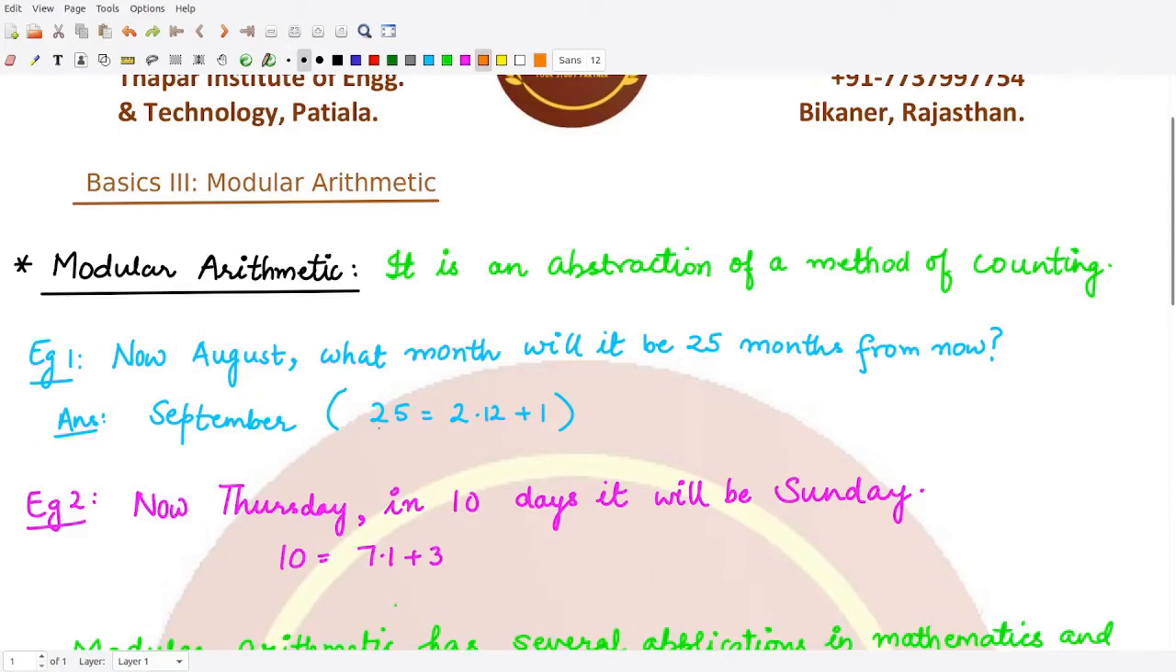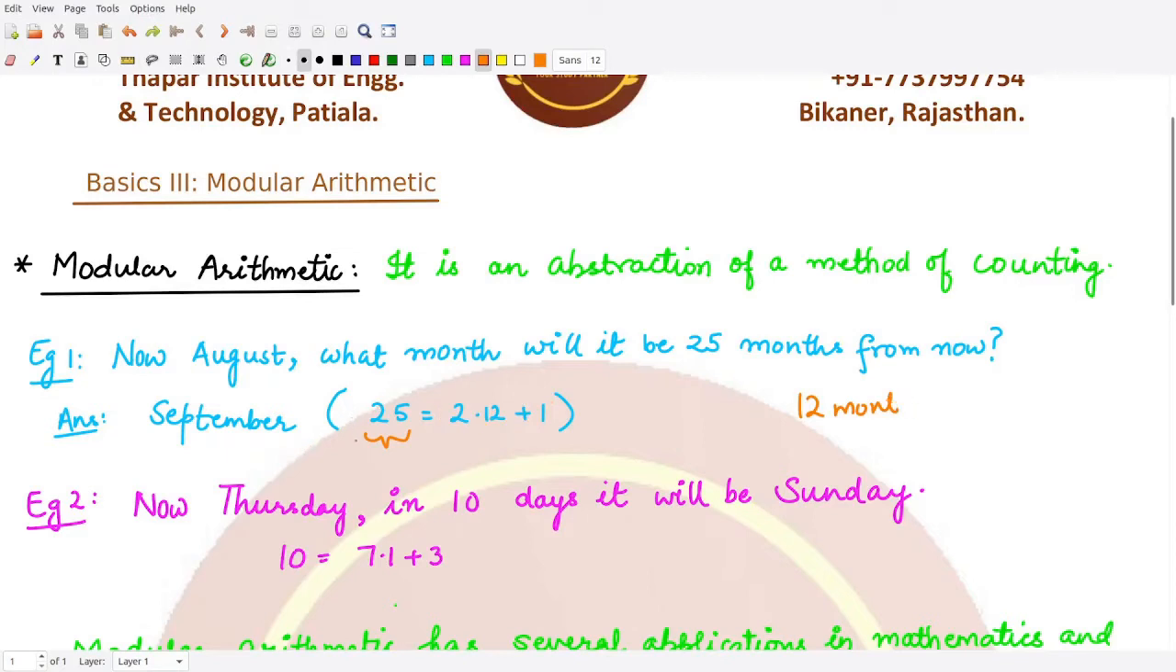Another way is that you can break this 25 like this. You know there are 12 months, so after every 12 months we get the same month, so the months repeat after 12 months. So you could divide 25 by 12 so that you have 2 as the quotient and 1 as the remainder. That means when you count 2 years back to back, complete cycles, you again reach August. So if you add just 1 to August, you will get September. So September is your final answer, right?